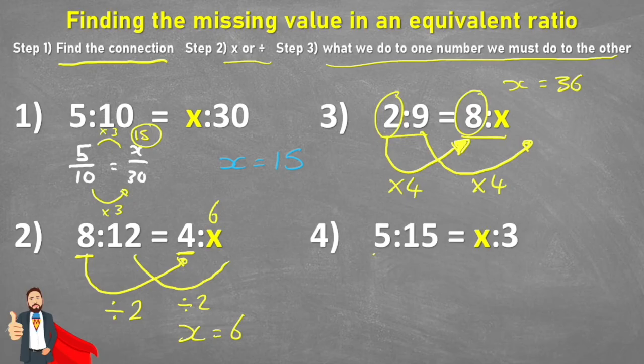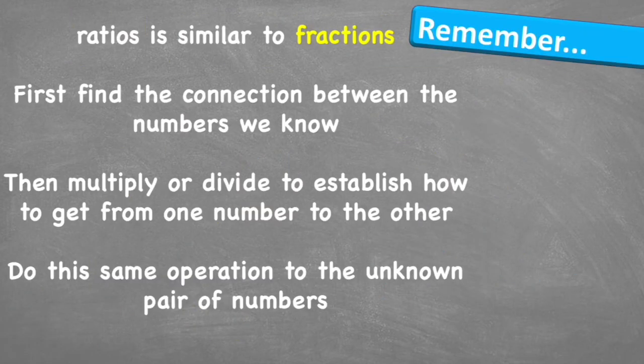Let's look at our last one. 5 to 15 is equivalent to x to 3. Now let's find the connection. Well, we've been given the second number in each ratio. I have a 15 and a 3. How do I get from 15 to 3? Well, I'd need to divide by 5. If I'm dividing the second digit by 5, I then need to divide the first one by 5. So 5 divided by 5 equals 1. So in this last case, x equals 1. Pretty straightforward, right? Let's look at what to remember.